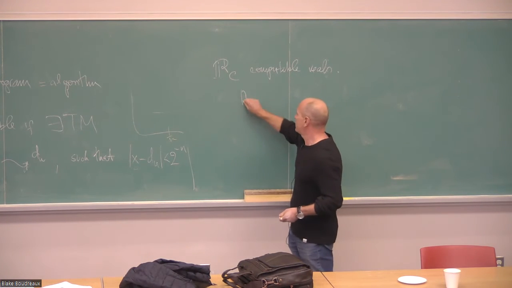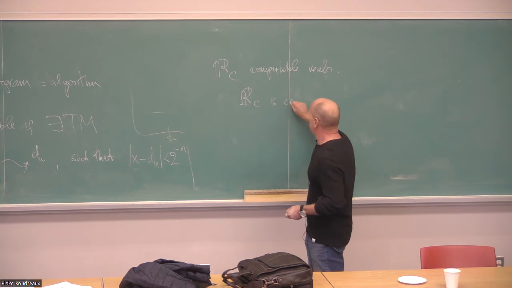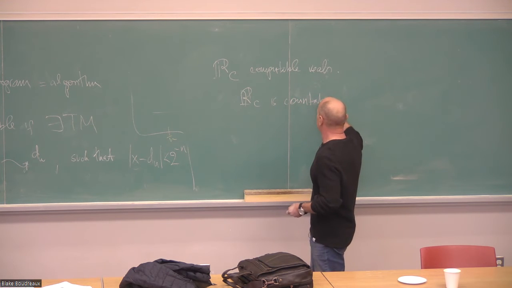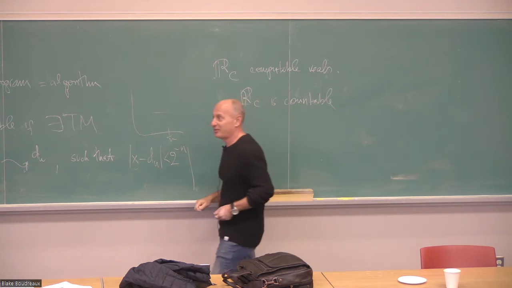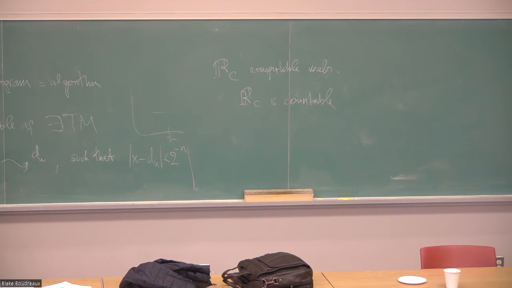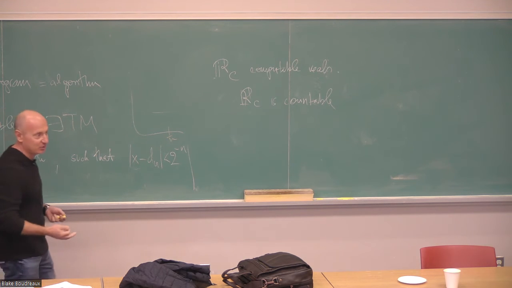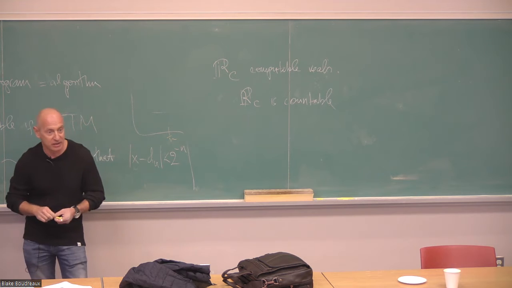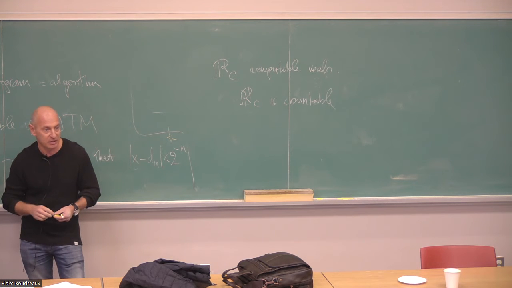So first of all, R sub C is countable. And that's very easy to prove. There are only countably many programs you could write in Python. Secondly, all the numbers that we know are computable, because they all come, you know, e, pi, whatever, the Feigenbaum constant, all rationals, doesn't matter. They all come with an algorithm for the definitions are constructed.